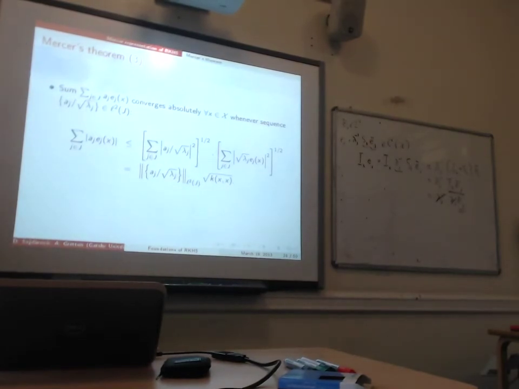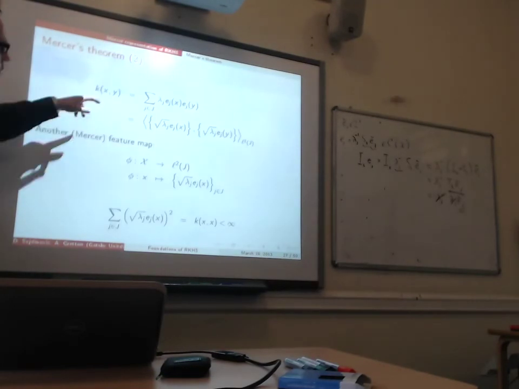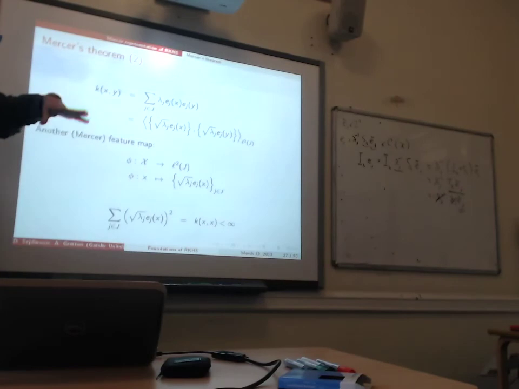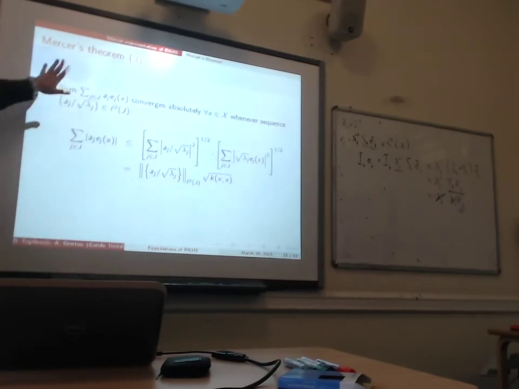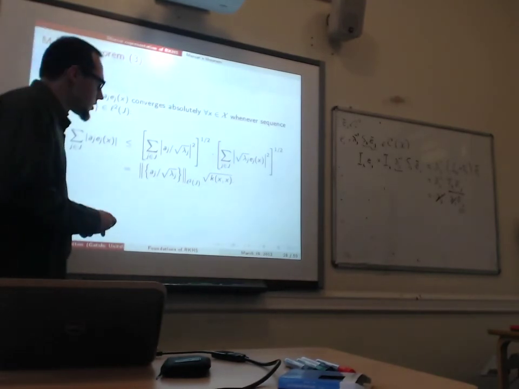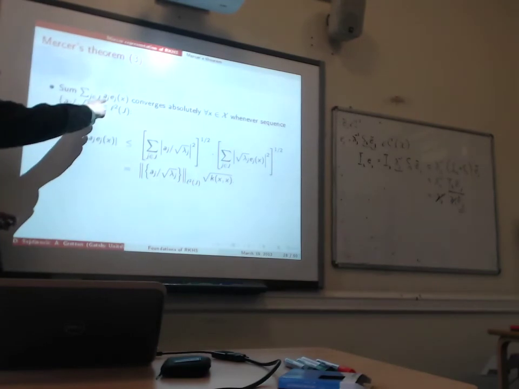So what we're going to do now will lead us into an interpretation of what functions in the RKHS actually are. So far we've just seen that the kernel function has an interpretation as an inner product in small L2 using these Ej's and lambda j's. Now I'm going to say that every function in the RKHS also has an interpretation in terms of Ej's.